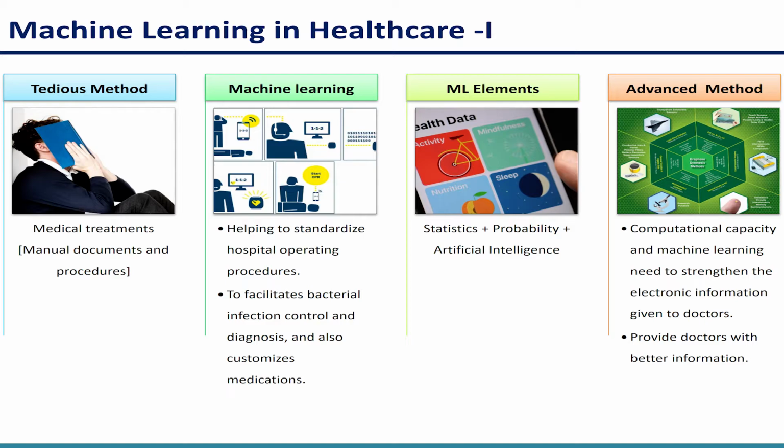Then they use machine learning elements, where statistics plus probability plus AI, artificial intelligence, are combined. These are the three basic elements of machine learning. Artificial intelligence is not just some self-operating, automated machines. We use AI to decide what model of machine learning we are going to require in the healthcare systems.